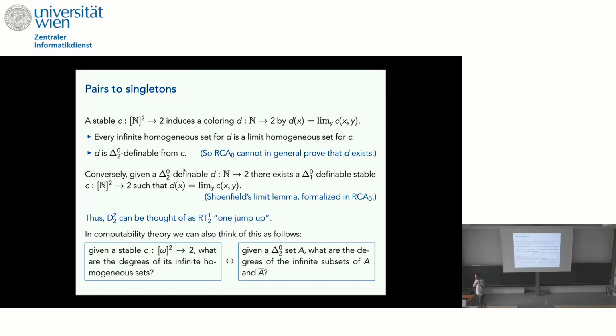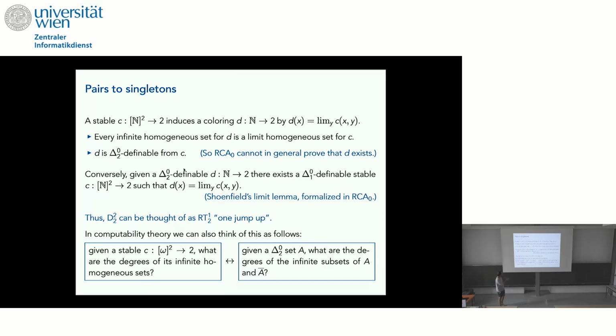If you want to summarize those two facts, you can say that D22 is RT12, because I've gone from a coloring of pairs to a coloring of singletons, but modulo a jump, right? I go from a computable coloring to a delta 2 coloring. And a slightly different way of thinking of this, which will be useful later, is that we have this strong correspondence, and really it's the same thing.